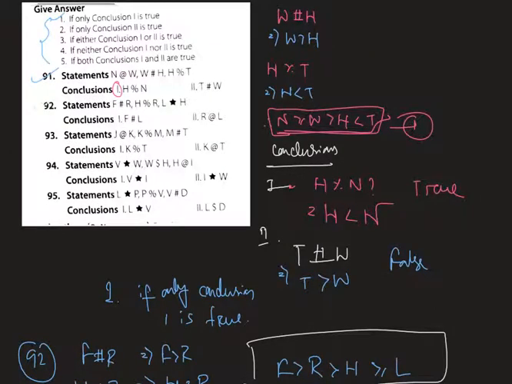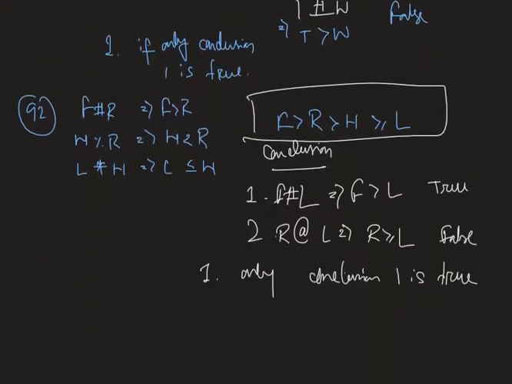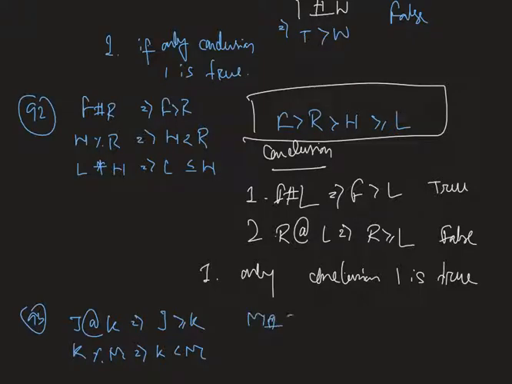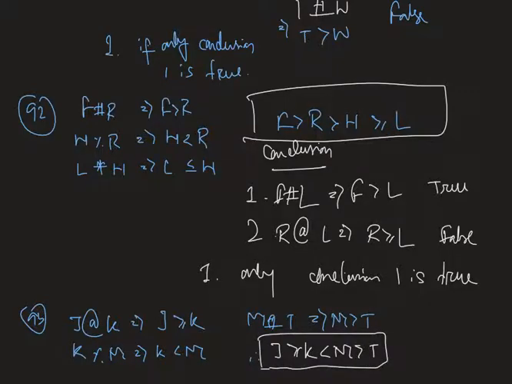Now let's check the next statement. The next statement says that J at the rate K, which implies J is greater than equals to K. K percentage M implies K is strictly less than M. M hashtag T implies M is strictly greater than T. Therefore we can conclude that J is greater than equals to K, less than M, greater than T.